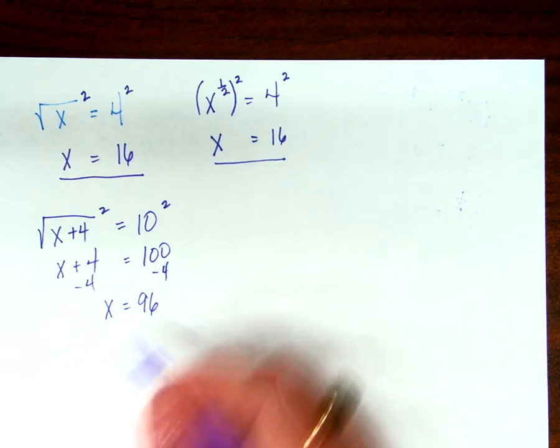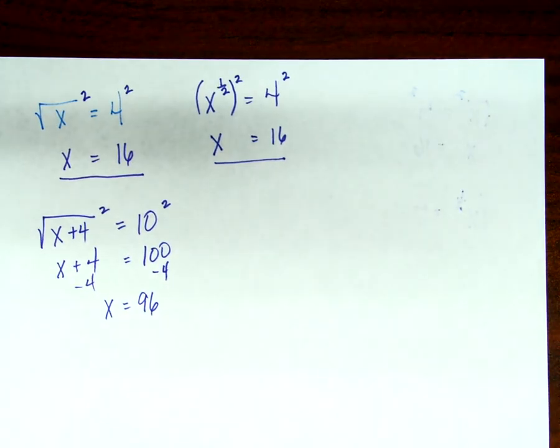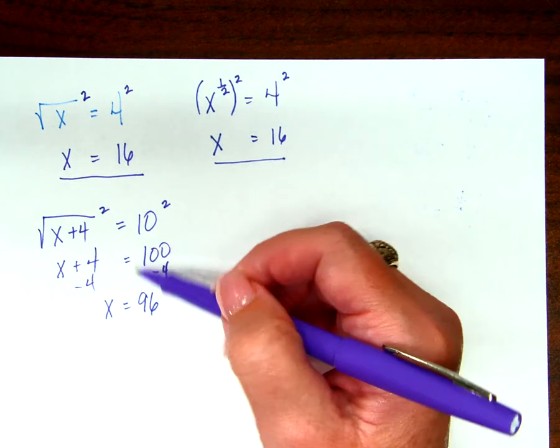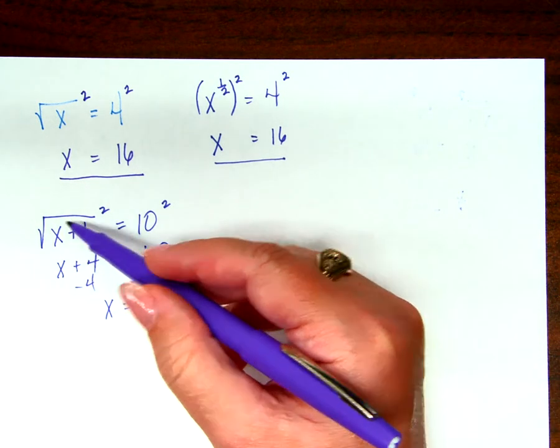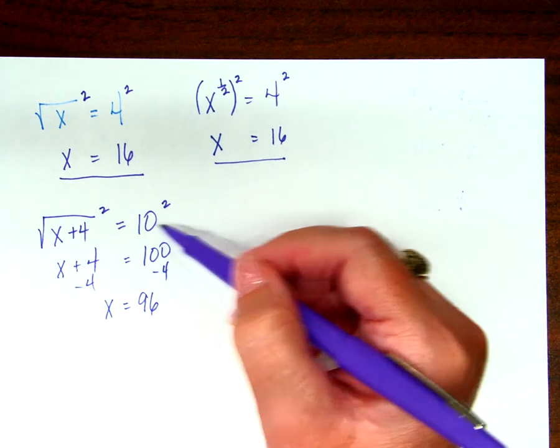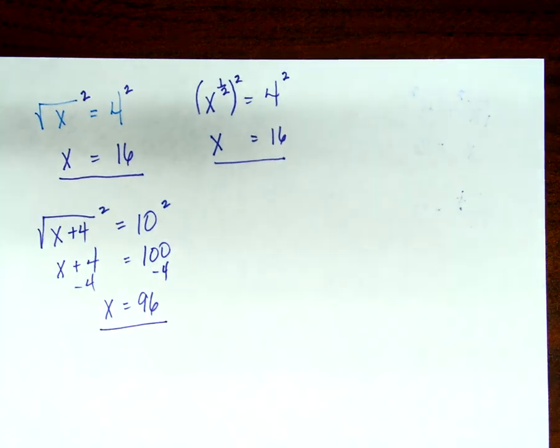Is this the right answer? Are you positive? We should check it. 96 plus 4, square root of 100. Does 10 equal 10? Then I'm positive it's the right answer.